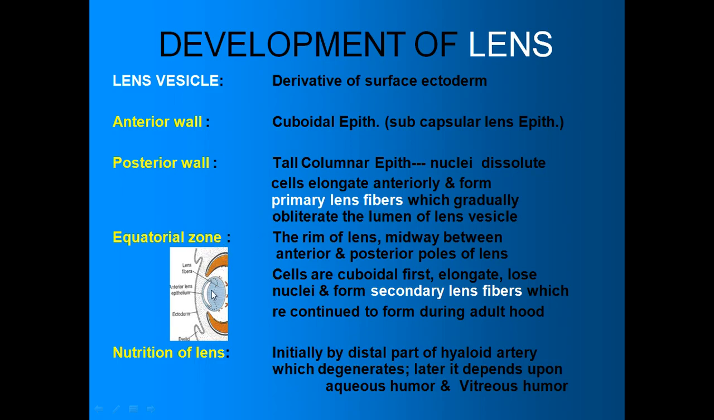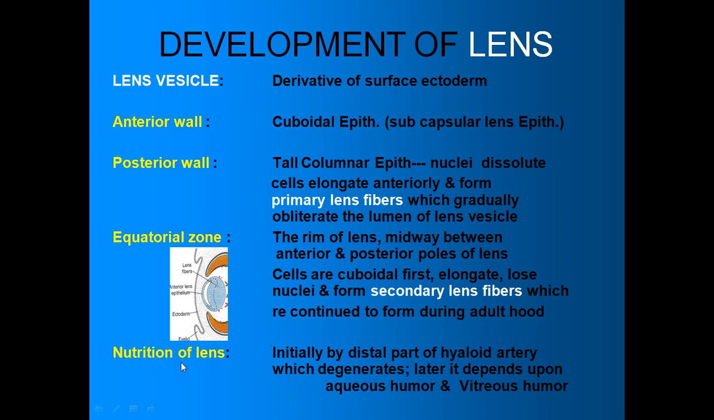Subsequently, in the equatorial zone, in the middle of this, this is the anterior pole of the lens, this is the posterior pole of the lens. This is your eyeball, okay? The optic nerve will be here. So between the anterior pole of the lens and the posterior pole, midway is called the equator. The second set of fibers will be developed because of the elongation of these columnar cells. They are called secondary lens fibers. It is these lens fibers which go on into adult life.